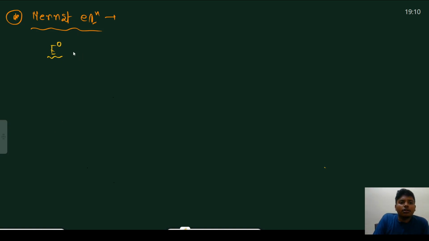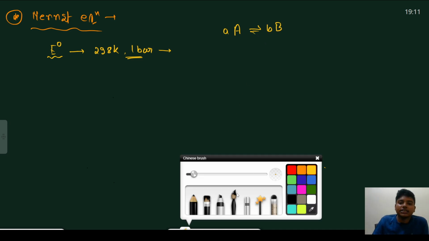But that E naught you calculated at 298 Kelvin, at 1 bar pressure, standard conditions. But actually when you are using batteries or any cell in your home, it is not 298 Kelvin or 1 bar pressure. The conditions will change. Or you are doing a reaction, conditions can be changed, right? For example, this reaction is going on, A to B. Now this reaction can be done in any condition, any temperature, any pressure, right?